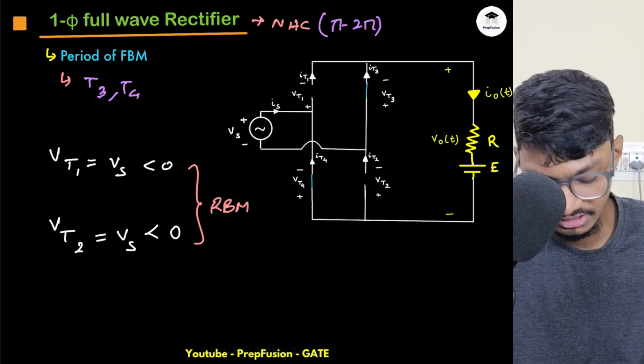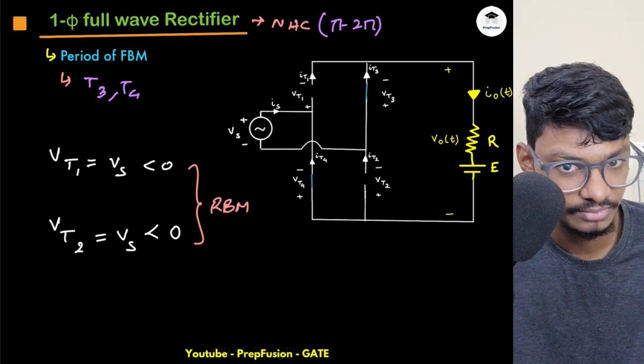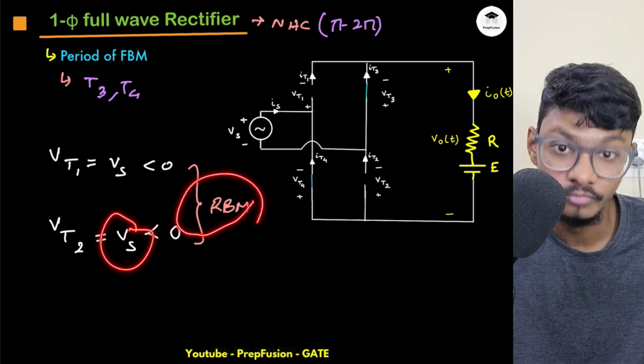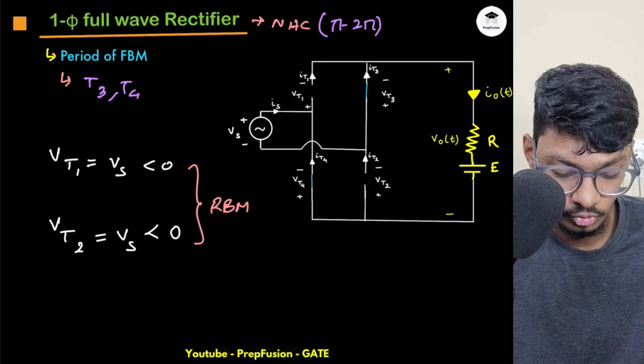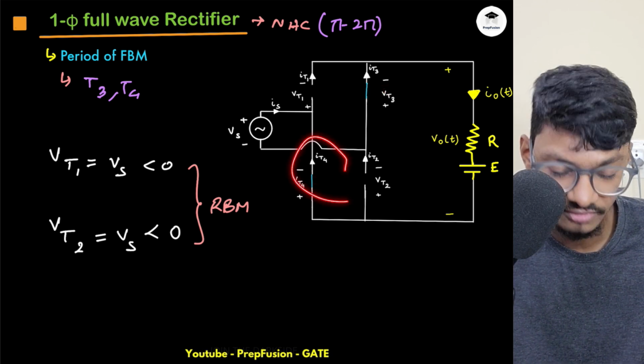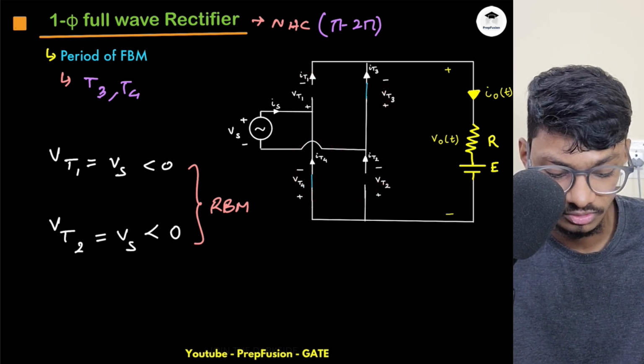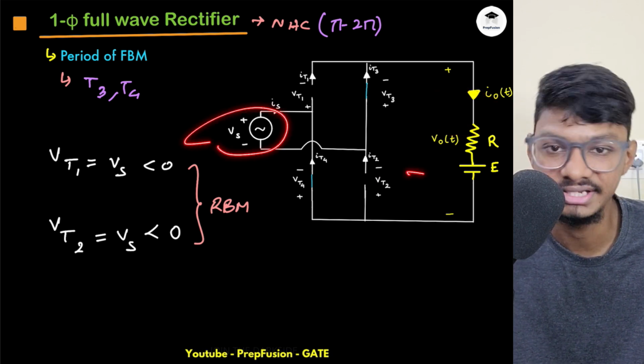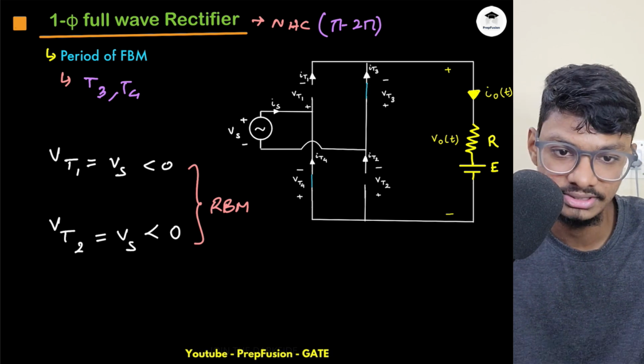So my thyristor voltage is not always equal to Vs minus E. It is equal to Vs when it is in the reverse blocking mode, when two of the thyristors are on. If all 4 thyristors are off, then that means no current is flowing. If no current is flowing, my voltage is simply Vs minus E. Okay, so you have to keep these things in mind.